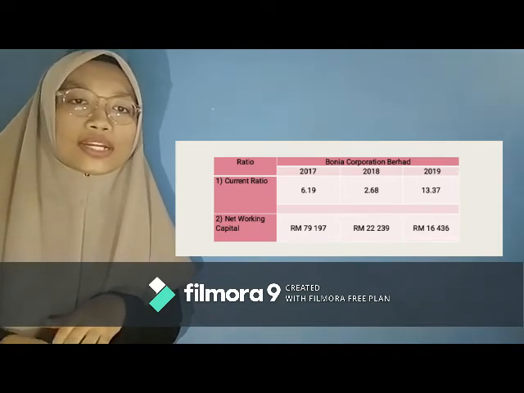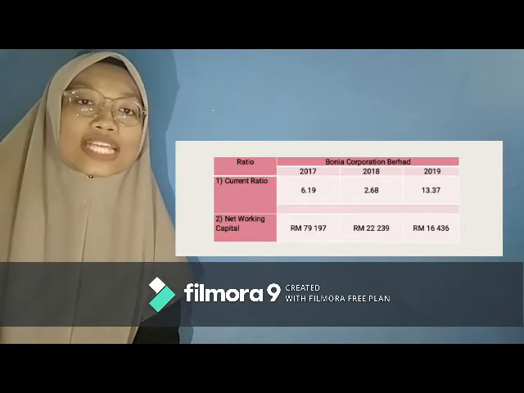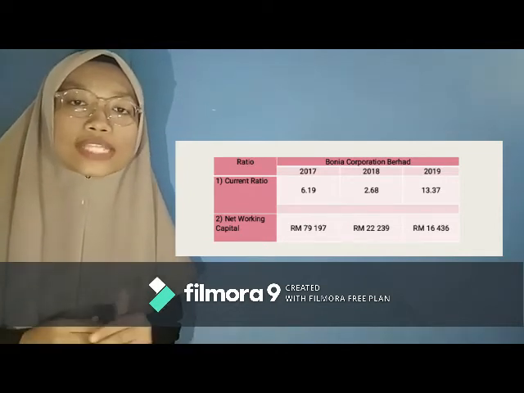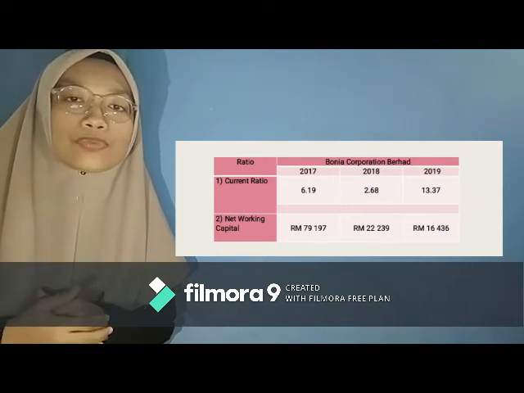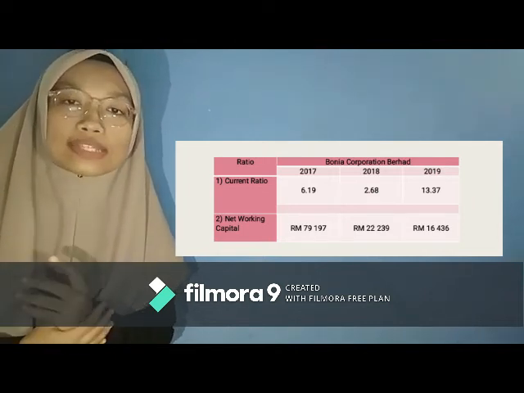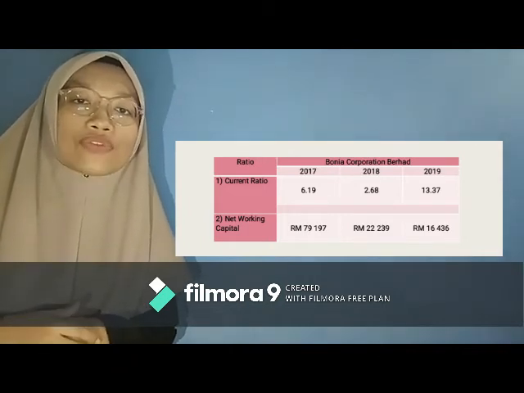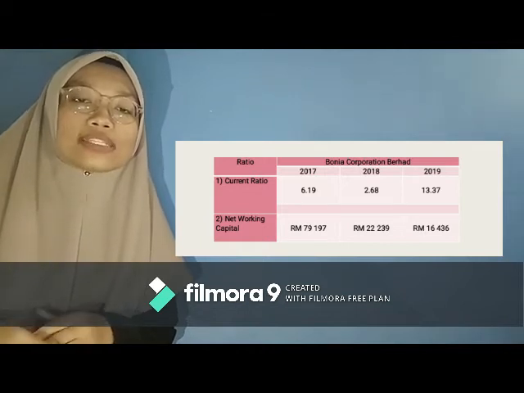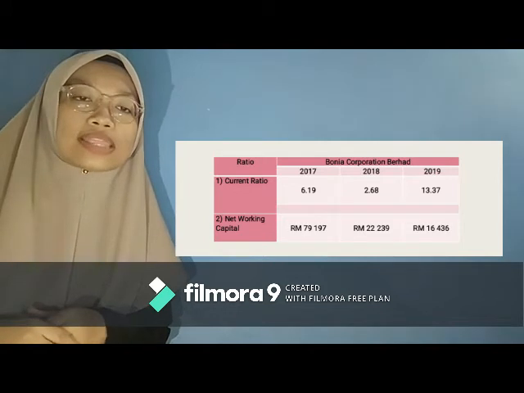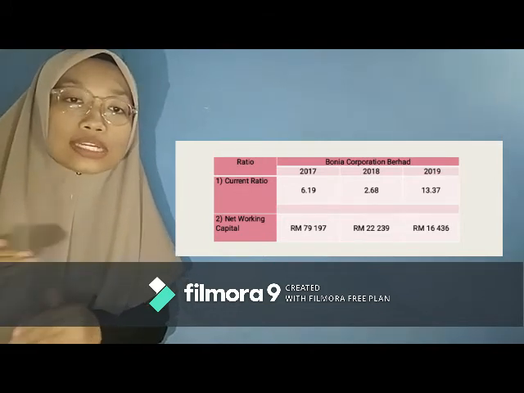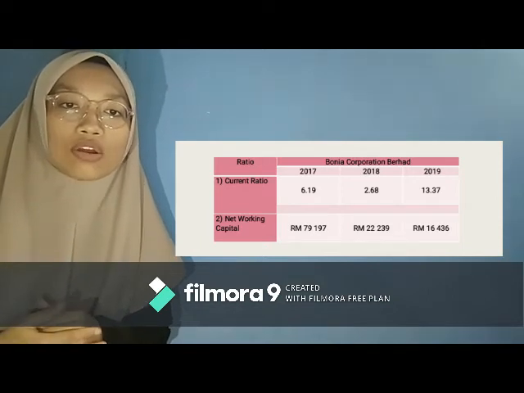Then we will continue with Bonia Corporation Berhad, which is first the liquidity ratio. Current ratio. The current ratio measures whether a company has the ability to use its current assets to pay its short-term creditors, the current liabilities. In 2019, the company has a greater ability to use its current assets to pay short-term debt, by 13.37 times compared to 2018 and 2017, with 2.68 times and 6.90 times respectively.